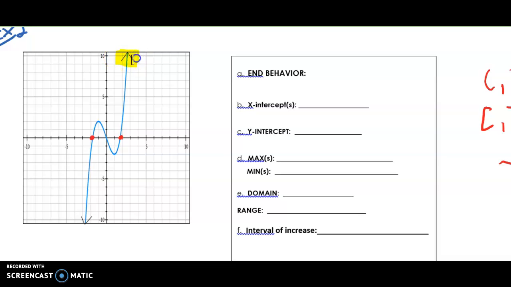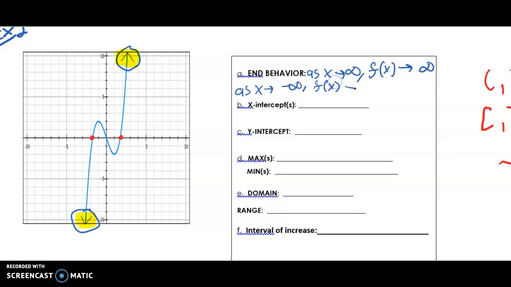For end behavior, I'm interested about the very right-hand side and the very left-hand side. So I've got, as x approaches infinity, what's happening on the right-hand side? It's going up. F of x approaches infinity. Left-hand side, as x approaches negative infinity, what's it doing? Going down. F of x approaches negative infinity.